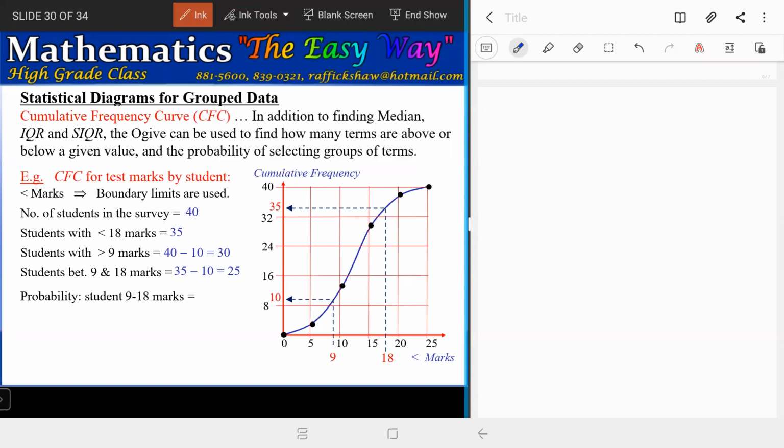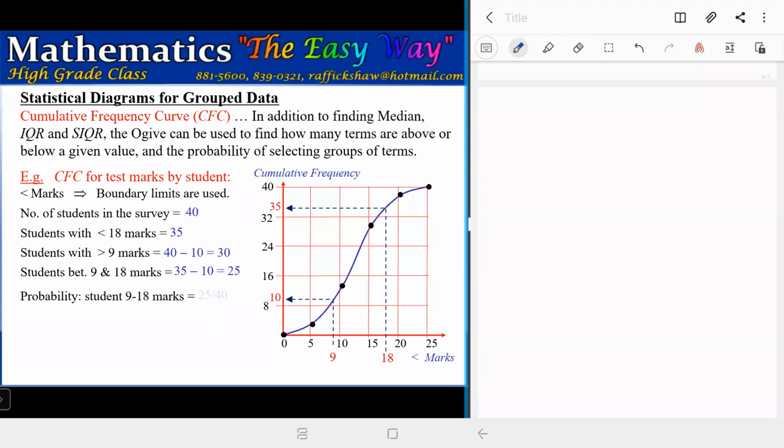If you're selecting from 40 students, it's only 25 you want. So the probability of getting one of those 25 is 25 out of 40. So that's it, 25 out of 40.